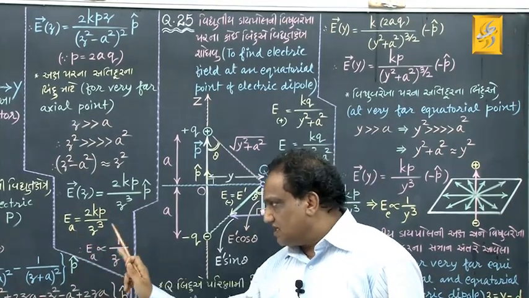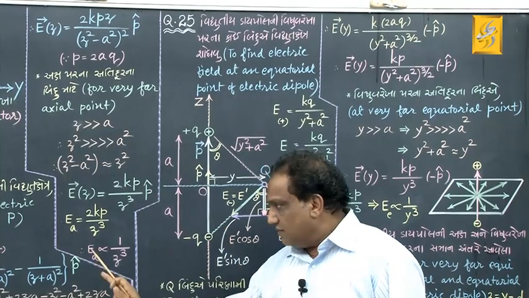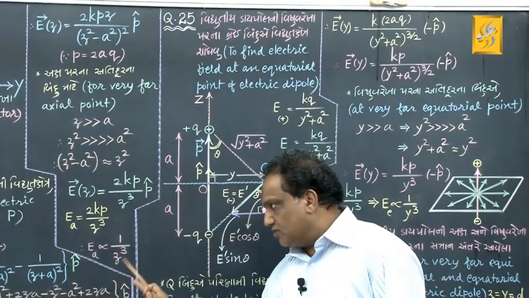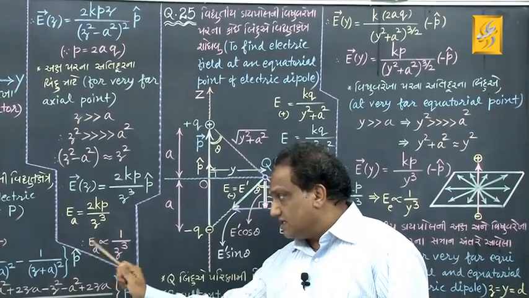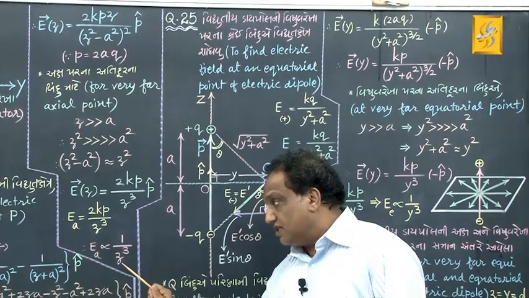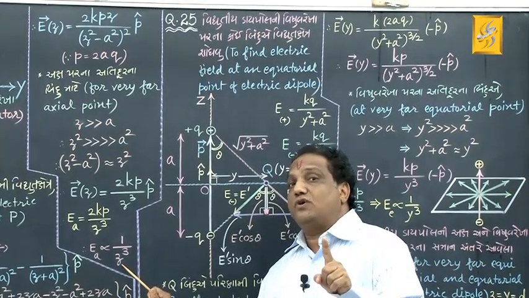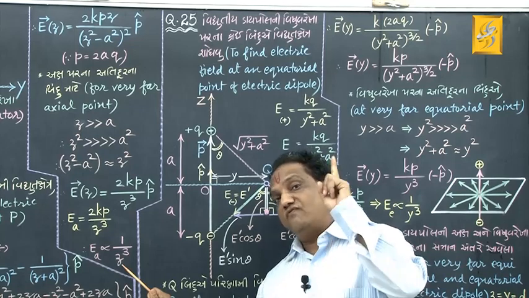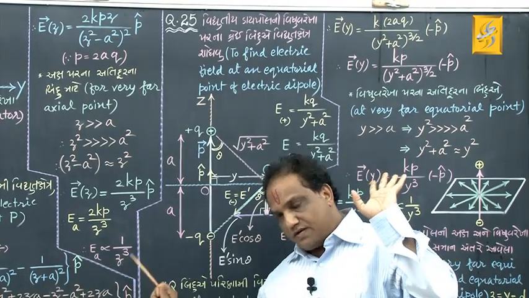So this is inversely proportional to z cube. This electric field is inversely proportional to z cube, means it is inversely proportional to cube of the distance of axial point. But which axial point? Very far axial point.